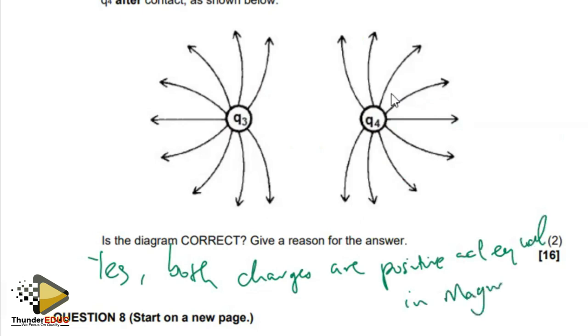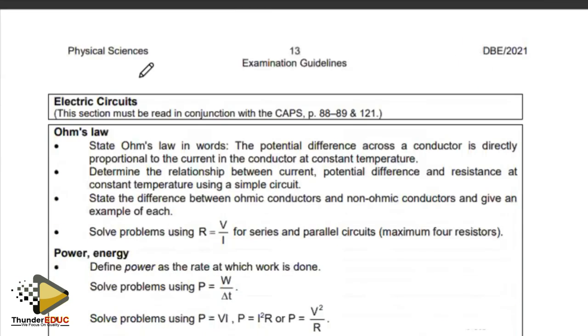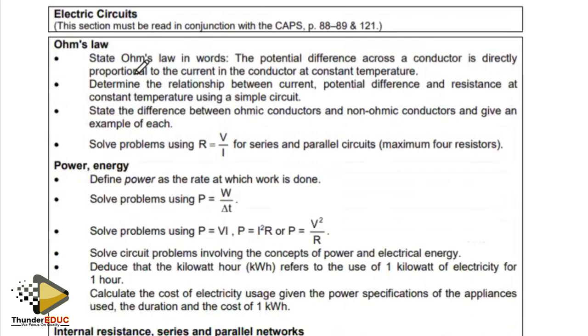All right. Then question number 8, which is electricity. In electricity, we just need to know about Ohm's law. How do we state Ohm's law in words? The potential difference across a conductor is directly proportional to the current in the conductor at a constant temperature. So this is important. The directly proportional part is also important. Those keywords, at least, they shouldn't miss in your definition.